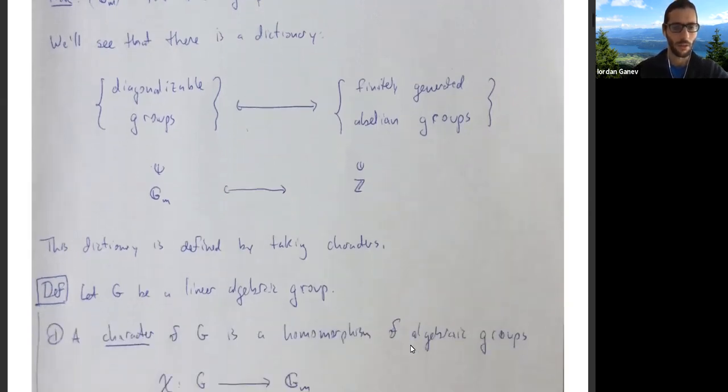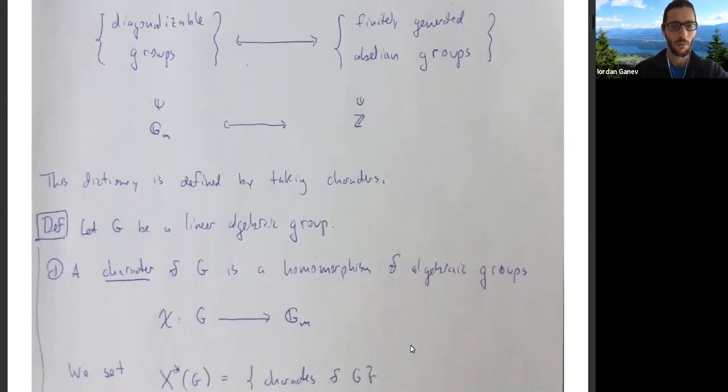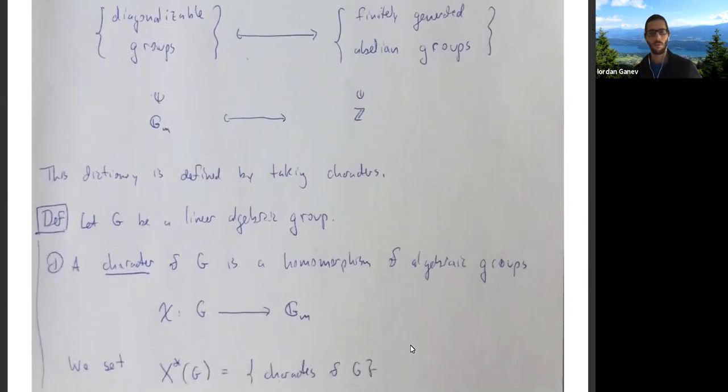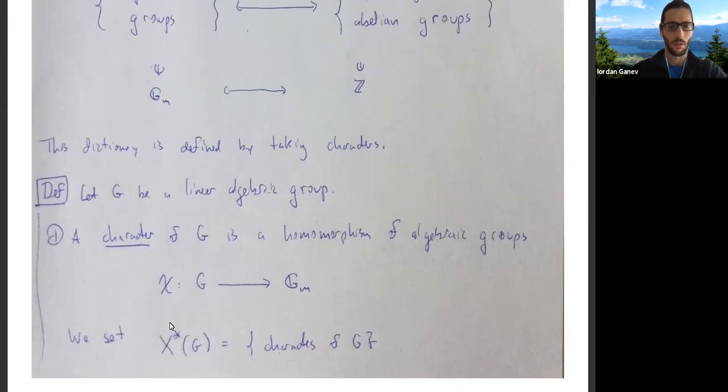So what were characters? A character is a homomorphism of algebraic groups from our group G to the multiplicative group. In the TA session, you probably saw a different, equivalent formulation of characters, which says that chi is a character if, as an element of the affine algebra, its coproduct satisfies a nice identity. The coproduct is just chi tensor chi. So those are the characters of G.